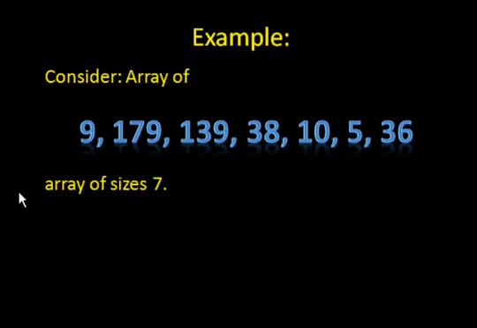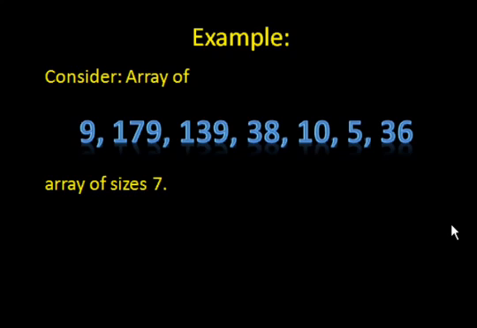First, consider this array I have here in front of me of 7 numbers. 9, 179, 139, 38, 10, 5, 36. How do we sort that? Using Radix sort, we'll sort it like this.